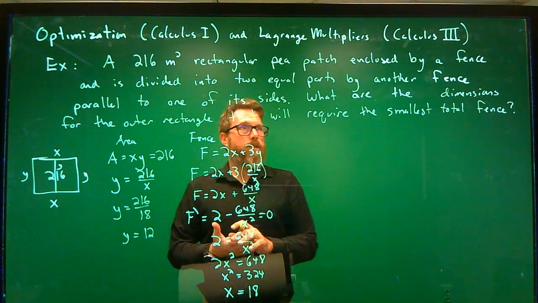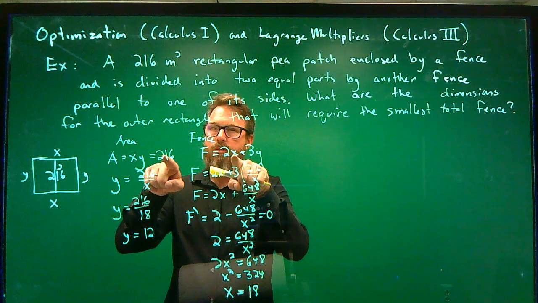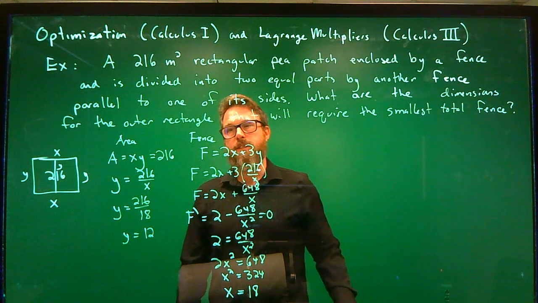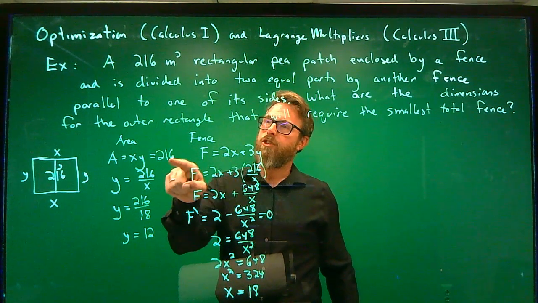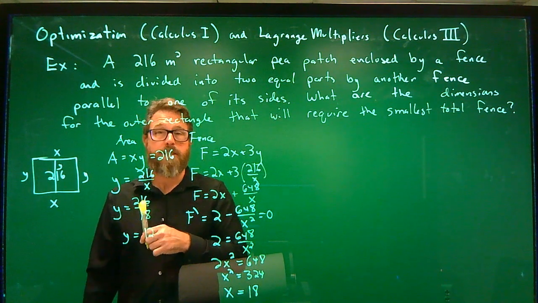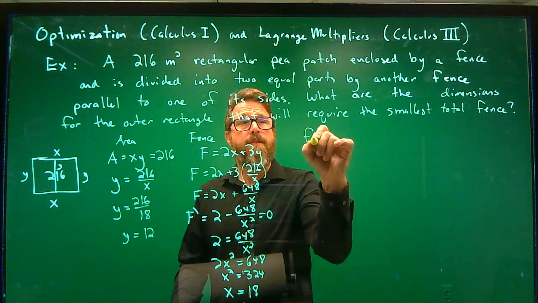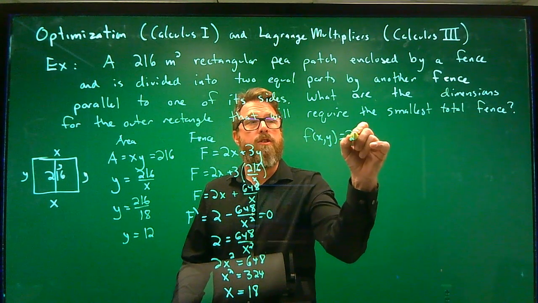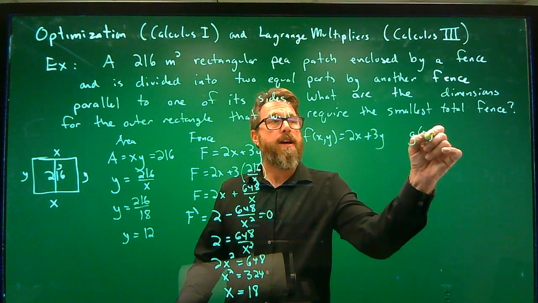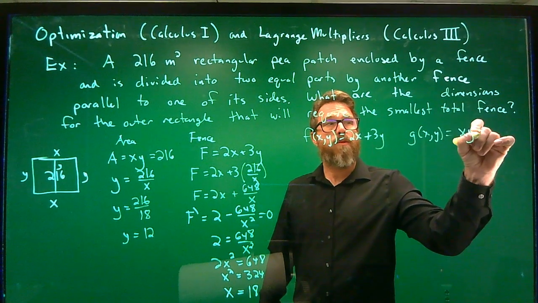Now, since we just covered Lagrange multipliers, what we can actually see is, notice that these two functions are really multidimensional. So what I have is a function and a constraint. Again, how do you know which one's a constraint? Well, the constraint is the one that's set equal to a constant. So I'm going to write this in letters. Let's say f of x comma y is equal to 2x plus 3y. And then my constraint we call g of x comma y is equal to x times y, which is equal to 216.